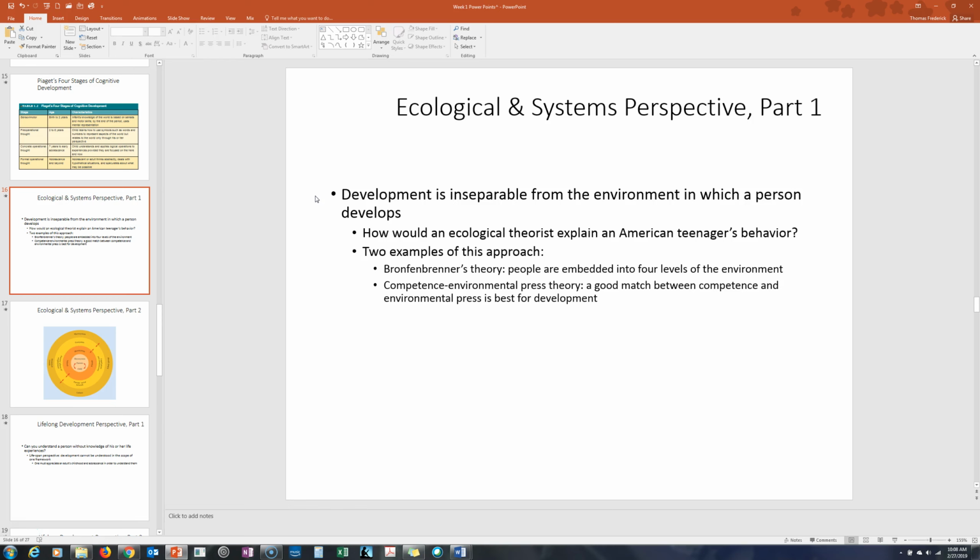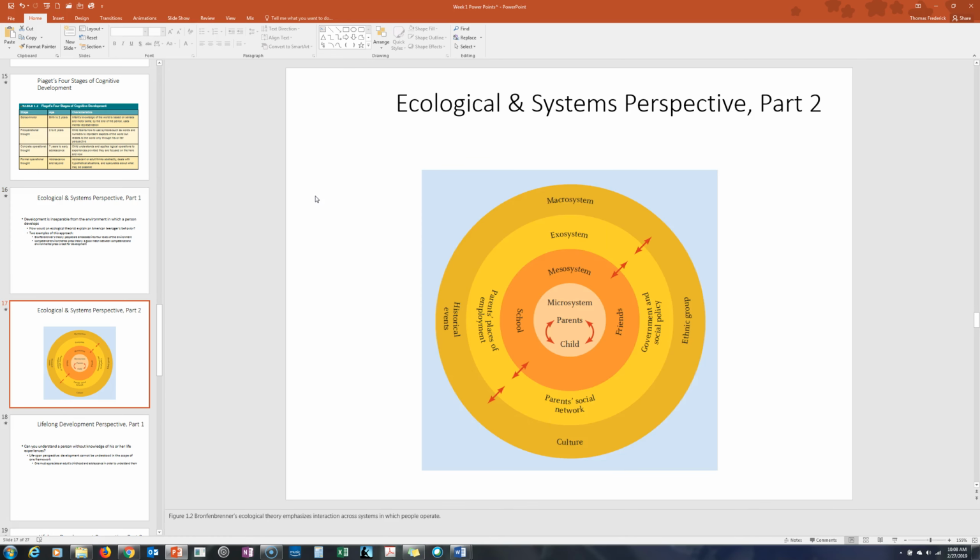There's also the competence environmental press theory, which emphasizes the match between competence and environmental press, which is the best for development. So thinking about the ecological and systems perspectives on development, microsystem is the first level, meso, exo, and macro. The microsystem are the reciprocal relationships between the parents and the child. And so in this context, we're thinking about this parent-child interaction. The mesosystem, we're looking at the environment that forms the most immediate context around the parents and the children, which would be the friends in the school at this point.